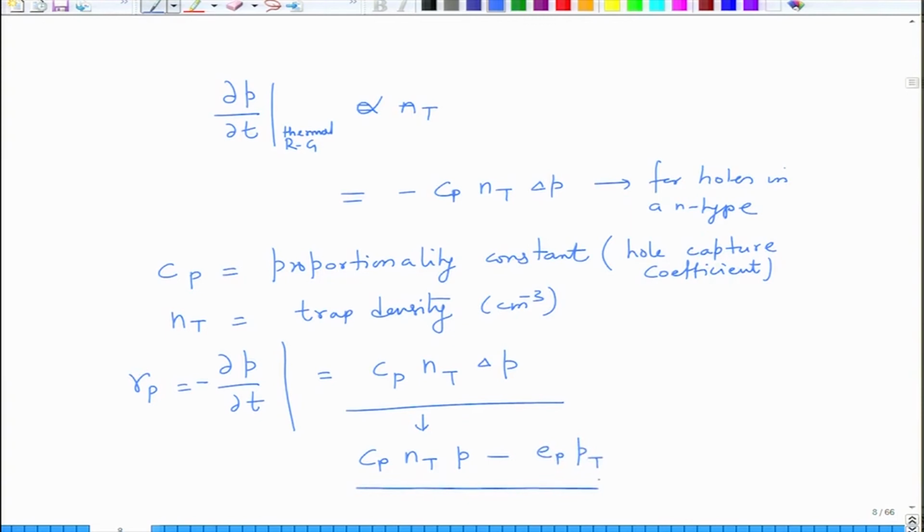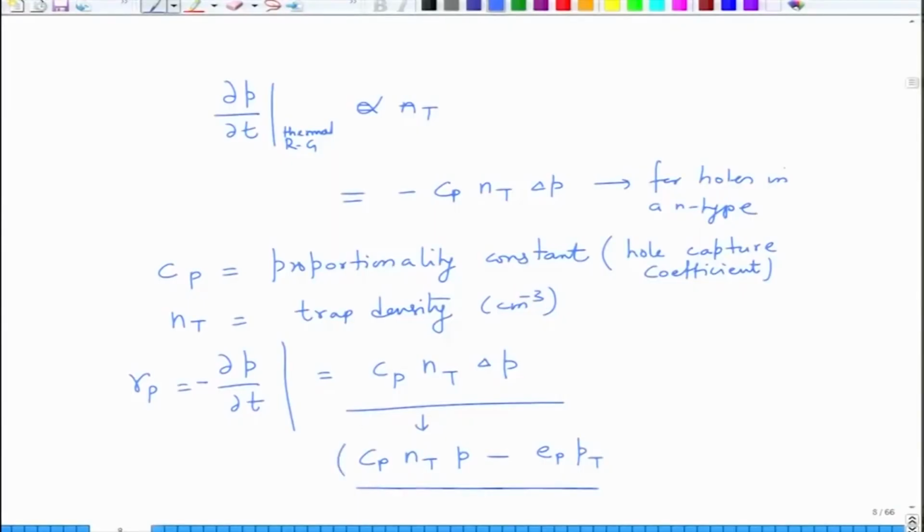Pt, because the holes or electrons are not only getting recombined, they are also getting generated. So, essentially this Ep is nothing but the hole emission coefficient, and Pt we defined as the number of empty Rg centers. So, you will always have some empty Rg centers as well, and P is the hole concentration.